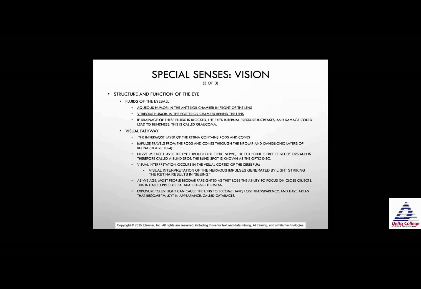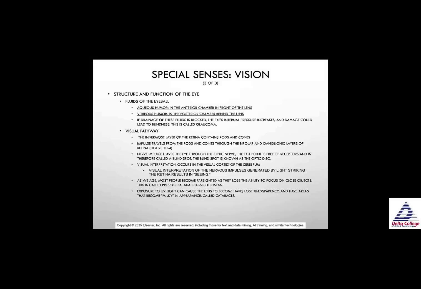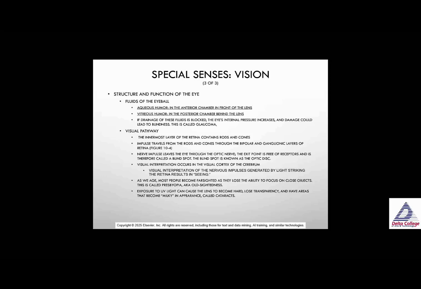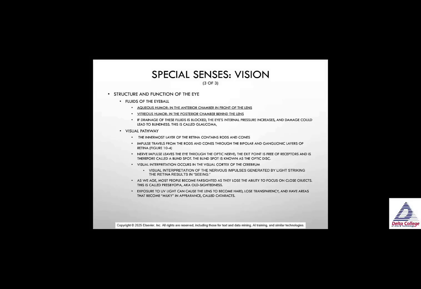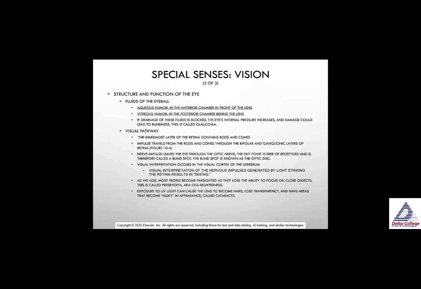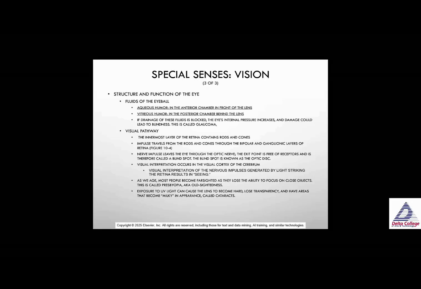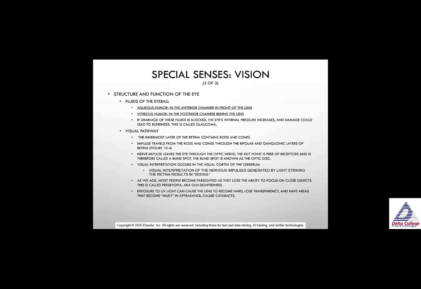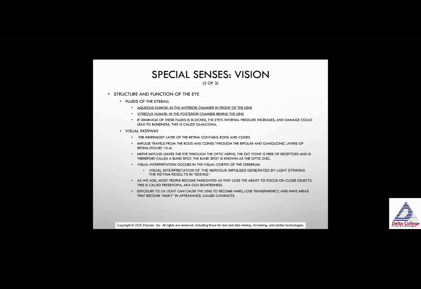The visual pathway, this is the innermost layer of the retina that contains rods and cones. Impulse travels from the rods and cones through the bipolar and ganglionic layers of the retina, which is seen in image 10-4. Nerve impulse leaves the eye through the optic nerve. The exit point is free of receptors and is therefore called a blind spot. The blind spot is also known as the optic disc.